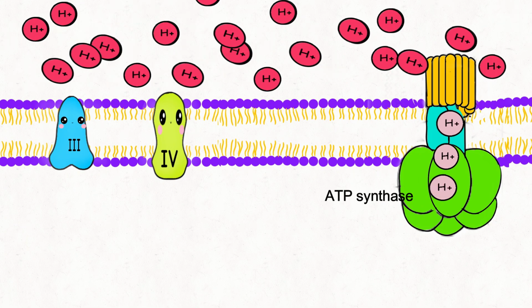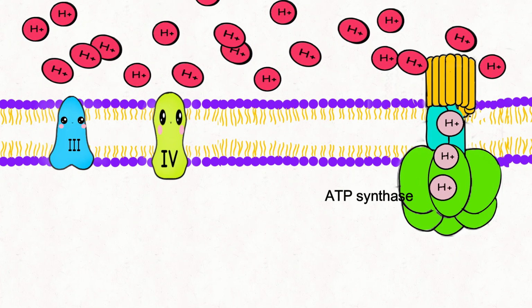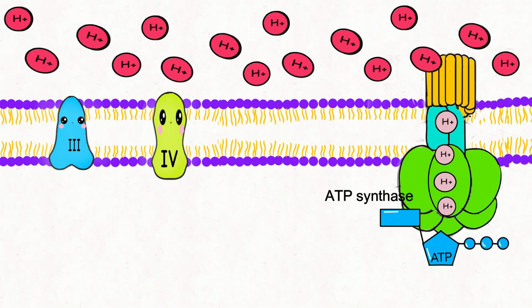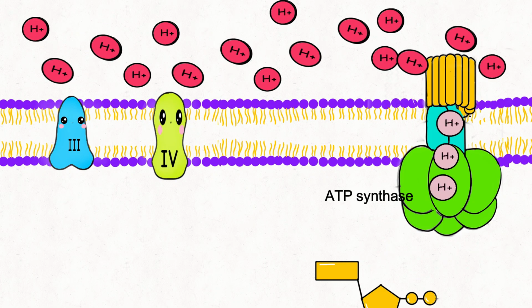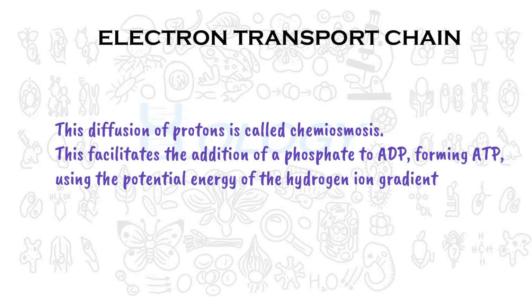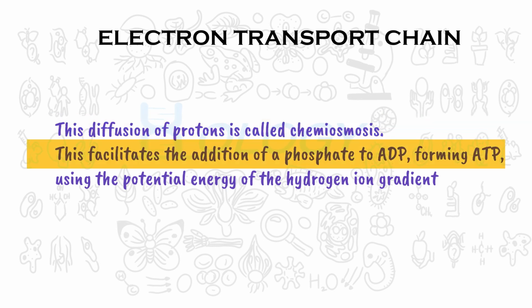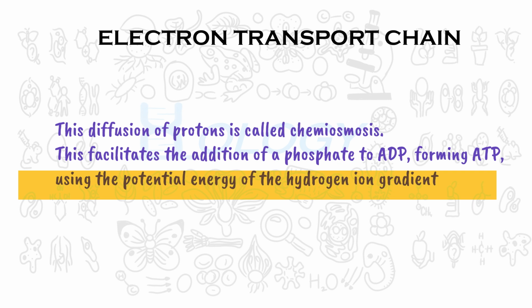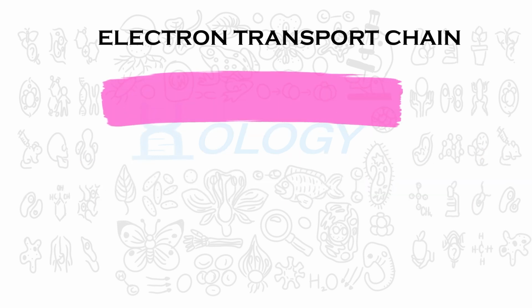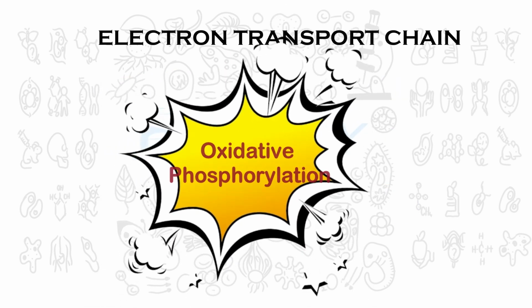ATP synthase, also known as complex 5, is the final protein complex in the electron transport chain. The proton gradient will cause hydrogen ions to move down and diffuse back into the matrix through ATP synthase. This diffusion of protons is called chemiosmosis. This facilitates the addition of a phosphate to ADP, forming ATP, using the potential energy of the hydrogen ion gradient. Together, the electron transport chain and chemiosmosis make up oxidative phosphorylation.